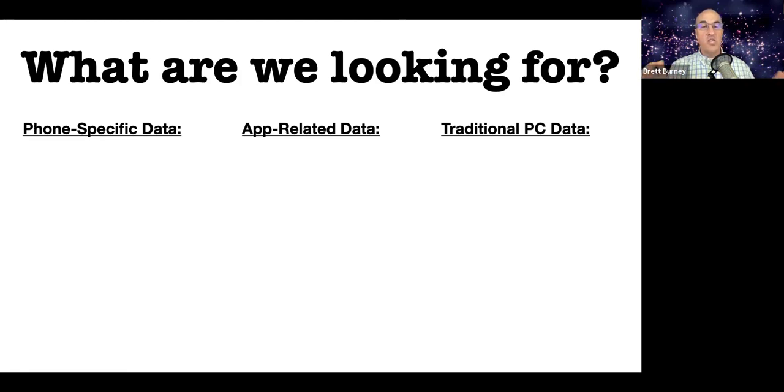Phone-specific data, which is information that we can only find on this mobile device. Then app-related data, which is usually on the device, but sometimes that same information could be retrievable from a computer or a cloud server or somewhere else. And then lastly, traditional PC data that we can find on the phone, but we typically would not capture it from the phone. We go to a different computer or a server.